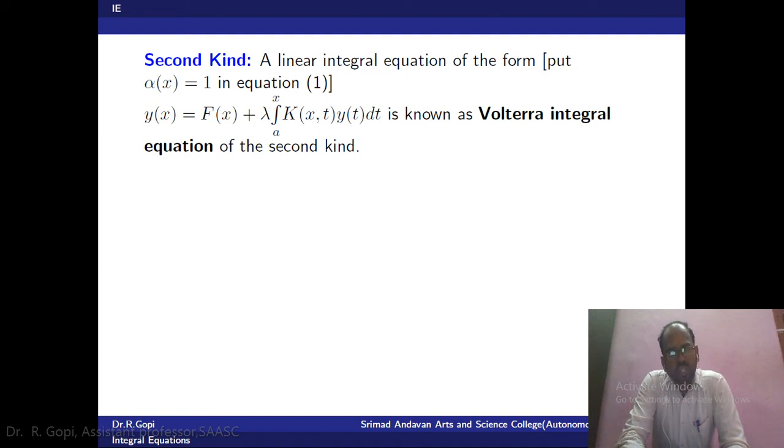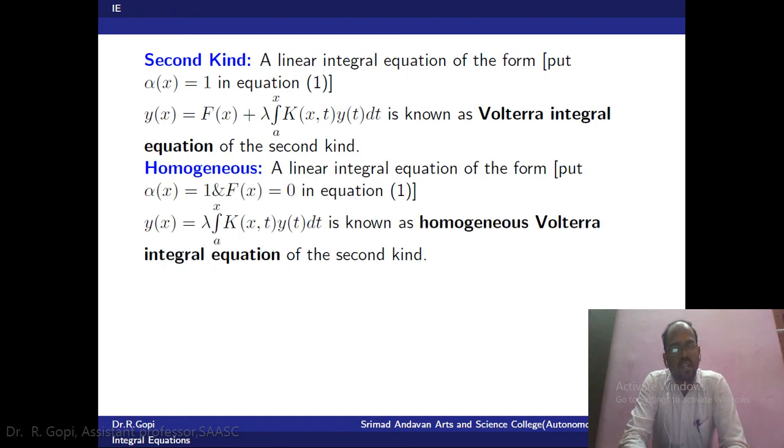Here, if f of x equals 0, then the equation is called the homogeneous Volterra integral equation of the second kind. Homogeneous means a linear integral equation of the form where alpha of x equals 1 in equation 1 and f of x equals 0 in equation 1. That is, y of x equals lambda times the integral from a to x of k of x comma t into y of t dt, is known as a homogeneous Volterra integral equation.